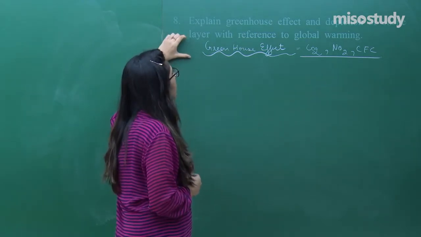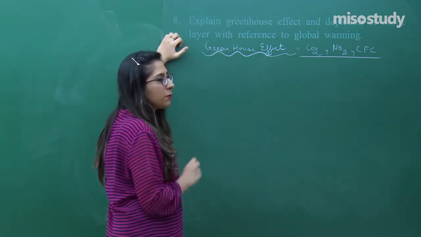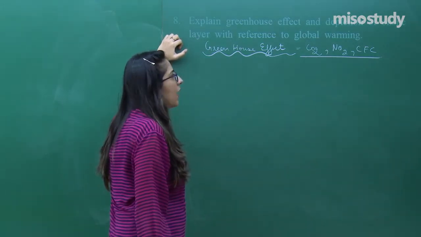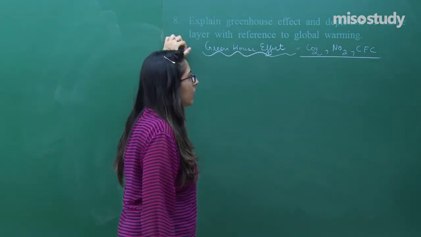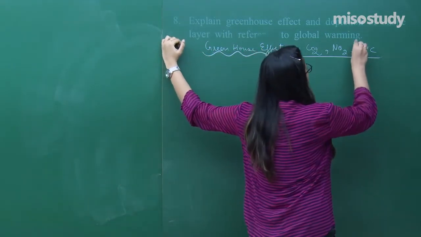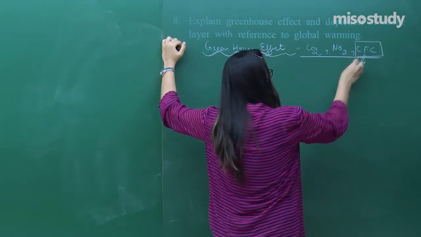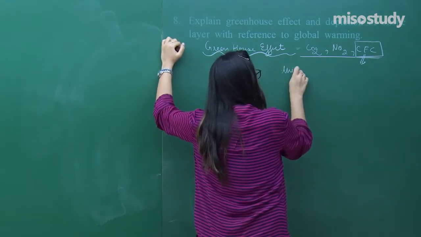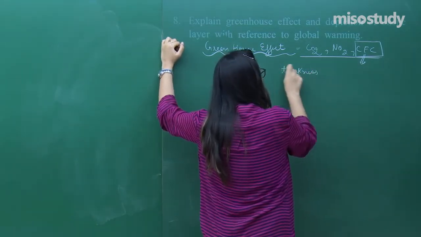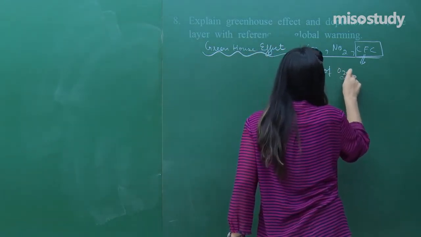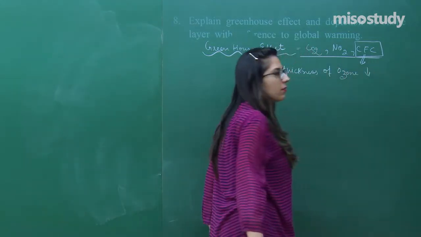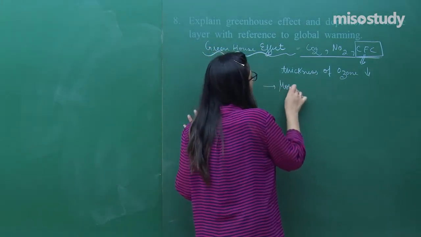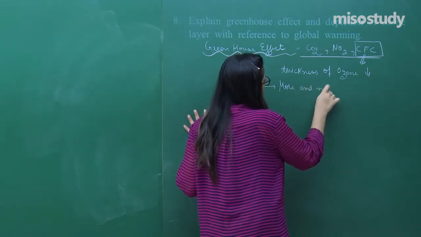Now, depletion of ozone layer with reference to global warming, that we have to explain. So be wise while answering such a question. Among the greenhouse gases, I have explained about CFC. CFC is that which affects the ozone. So overall, the thickness of ozone is decreased, which means more and more radiation comes onto Earth's surface.